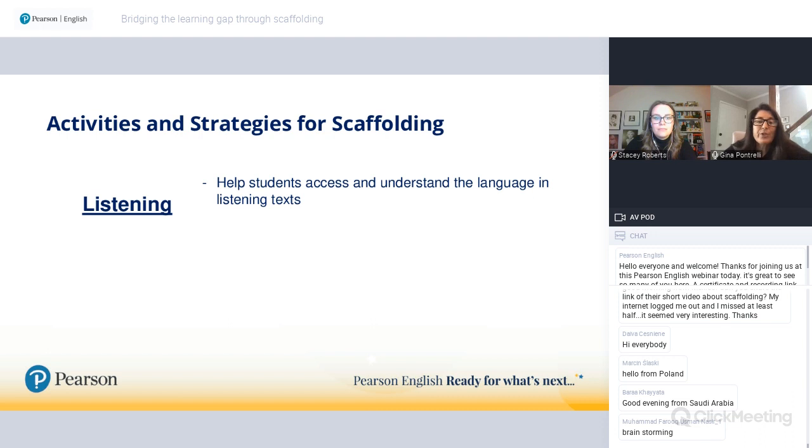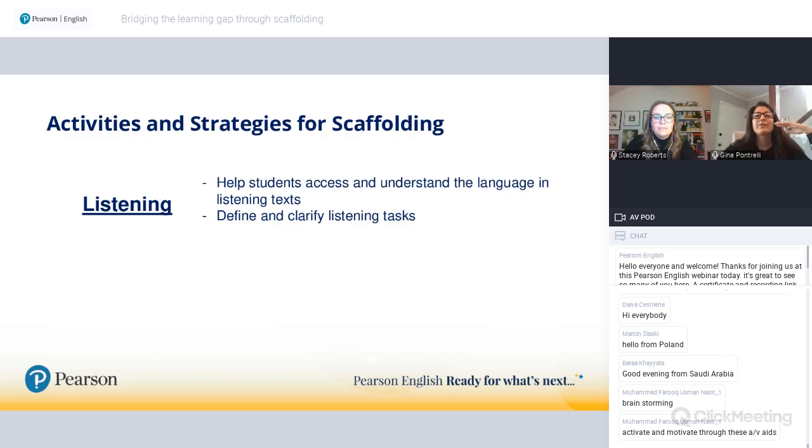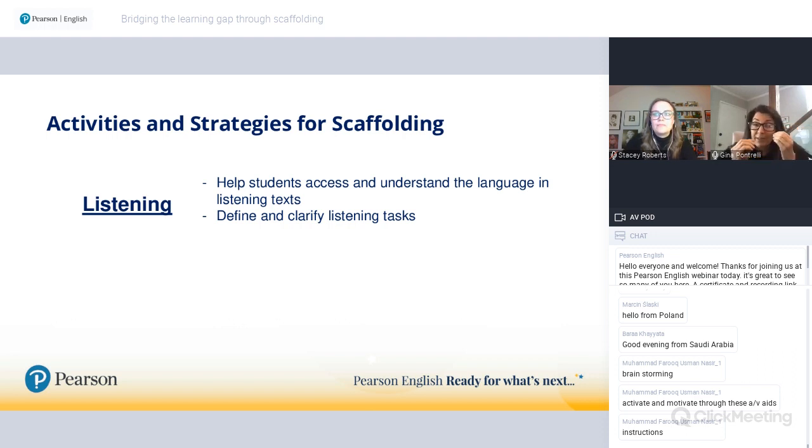We also need to ensure the activities are pitched at the right level for our students and that they contain the specific language that we actually want our students to focus on. Then we define and clarify listening tasks. So providing a specific purpose and task in advance allows students to focus in on what we need them to. Also, dividing those tasks into smaller steps will help students focus their listening.